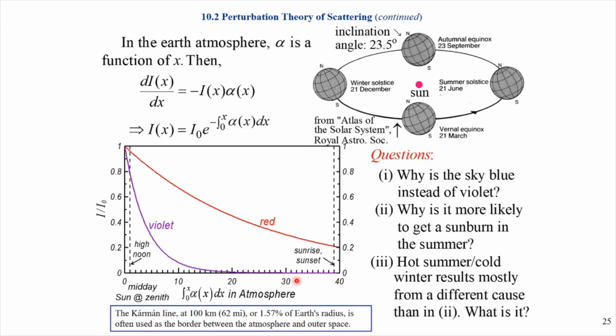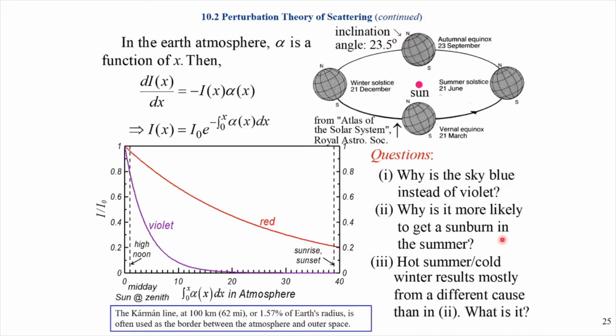Okay? We have two questions. Why is the sky blue instead of violet? Actually, I have explained that. Second, why is it more likely to get a sunburn in the summer? Hot summer and cold winter result mostly from a different cause. What is it? You can consider this an extra bonus. Try to explain these questions.